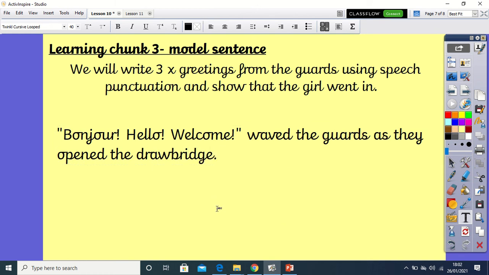Okay, so that's my last sentence. Bonjour, hello, welcome, using my inverted commas, punctuation inside them, and waved the guards as they opened the drawbridge. Okay, if you were wanting to deepen the moment there, you might tell me how they opened the drawbridge. Okay, they're going to open it carefully, slowly. Are they going to be trying to open it as quick as they can? What might they be doing? See how you can show your reader that it appears that the guards are happy for the girl to be there with them.